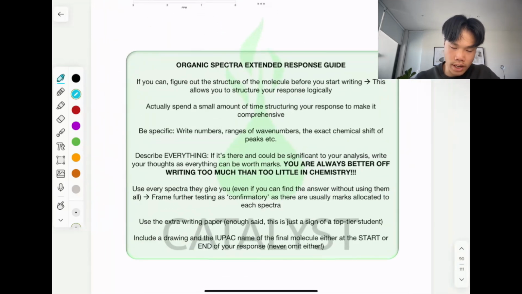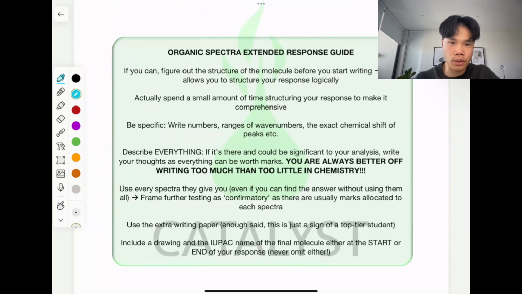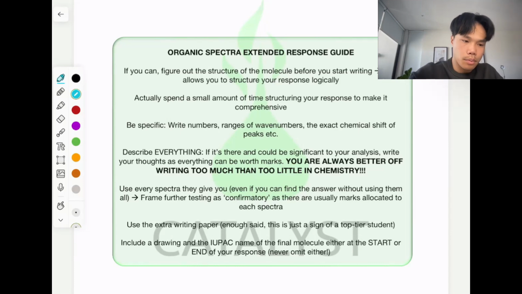So to summarize all that, when you go about writing your organic spectral analysis responses, structure your response, be very specific, and describe everything that you could possibly imagine you need to describe. If they give you a spectra, you must talk about it. Even if you don't need it to arrive at your conclusion, you have to talk about the features. Don't be afraid of extra writing paper, although you need to clearly label when you do use it. And at the end or start, always, always, always, if it's an identify the molecule question, place a name and drawing of the molecule at the start or end.